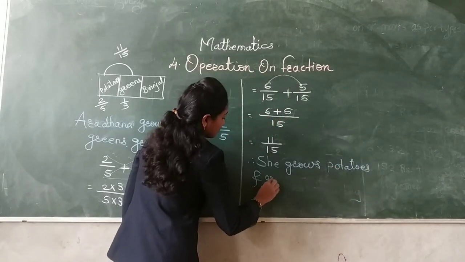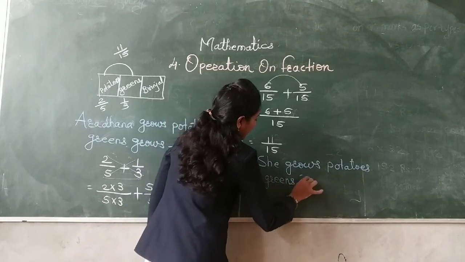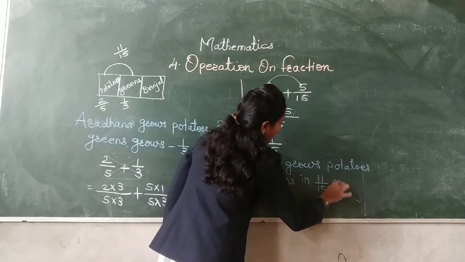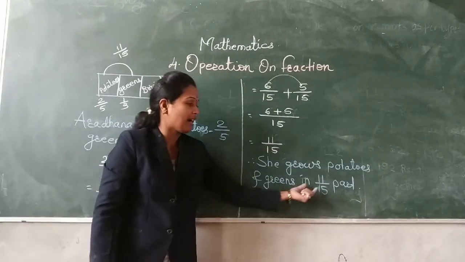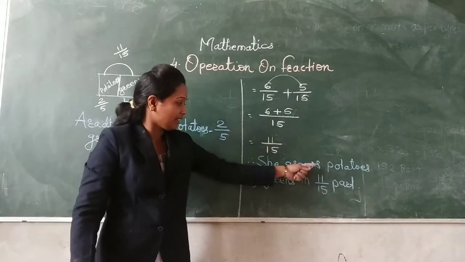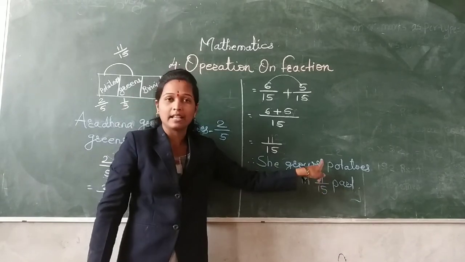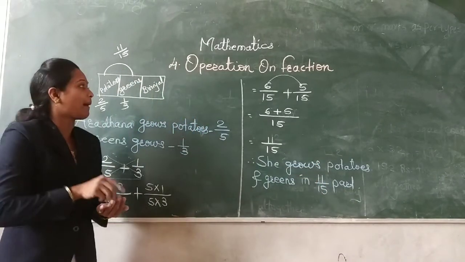Potatoes and greens in 11 upon 15 part. It means both things are there. We can find out how much part she can plant, that is potatoes and greens she plants in 11 upon 15 part. So one part remains.